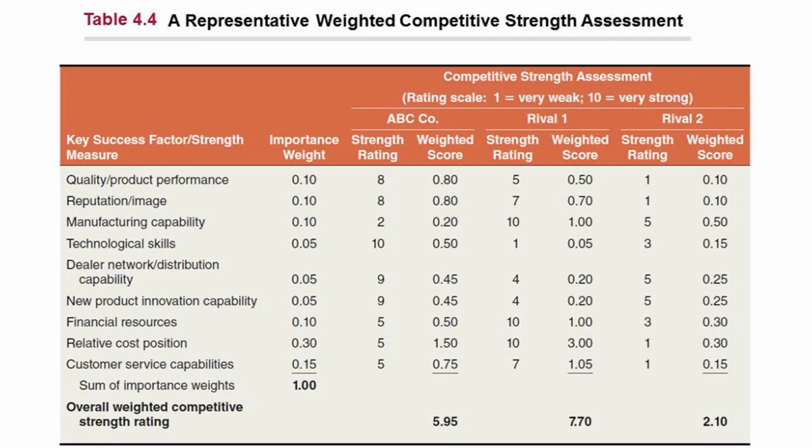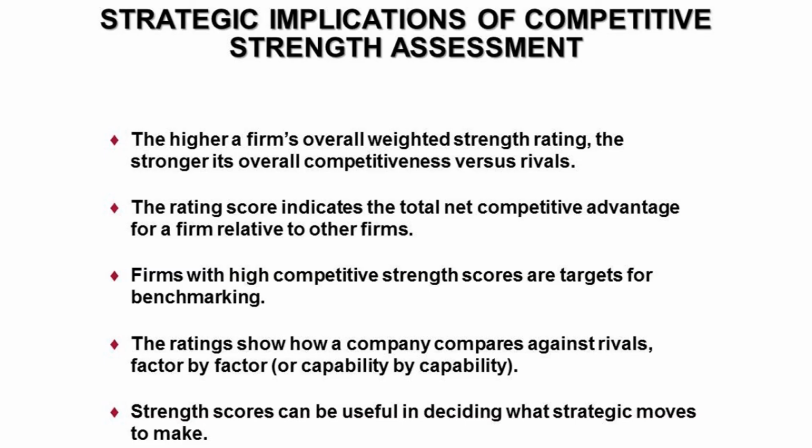This example's in your book, but it's a representative weighted competitive strength assessment. So you can see the factors that they chose for this particular industry, how they weighted them, and then what their strength rating was. The higher your overall weighted strength rating, the stronger you appear to be compared to your rivals. The rating score indicates a total net competitive advantage for your firm, and areas where you're lacking give you some idea where you might want to benchmark. They can also help you decide perhaps what makes sense for your next strategic move.